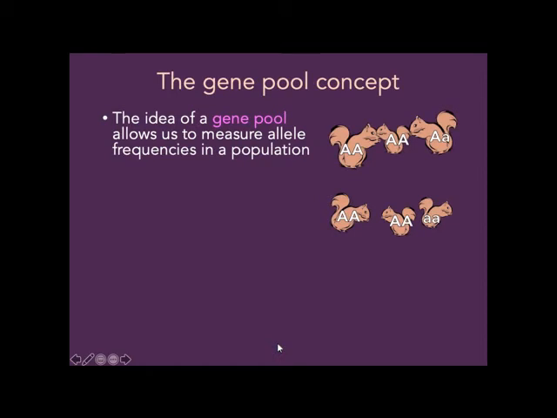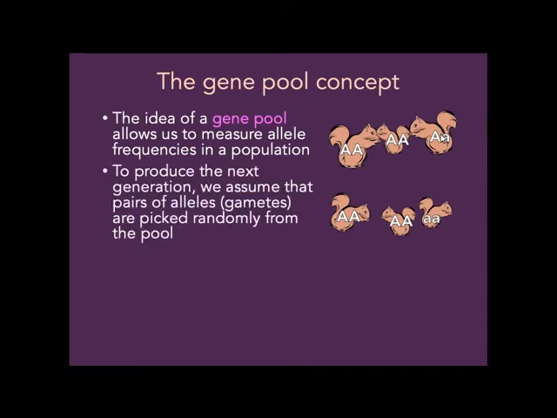In order to talk about the Hardy-Weinberg principle, we need to introduce the idea of a gene pool. A gene pool is a tool that lets us measure allele frequencies in a population. If all you're interested in is how many big A's and little a's there are over time, then who cares whether those big A's come from a big A individual or a big A little a individual? When we want to think about how all of these alleles contribute to the next generation, we will assume that the pairs of alleles that go into the gametes, meaning the sperm and the egg, are picked randomly from the pool.